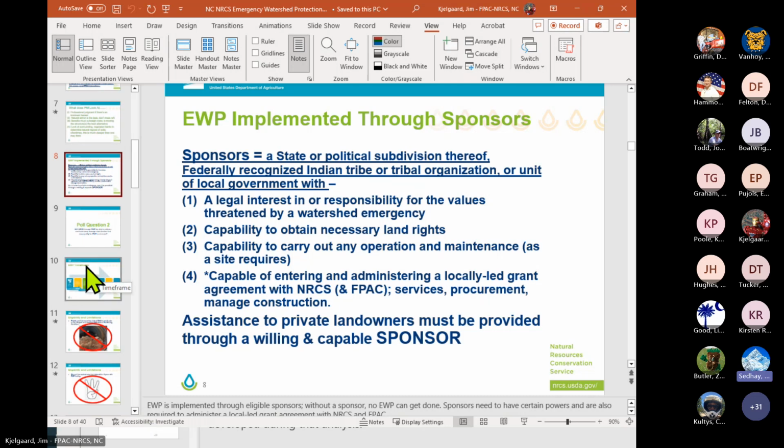Can you go back to third? The O&M as a site requires. Not all the EWP required O&M. Say that again, Govinda. Not all EWP projects require an O&M agreement. Yeah, precisely. Particularly with debris clearing and snagging operations, there's typically not an O&M component to that. For structural practices, there are, but not for non-structural practices.